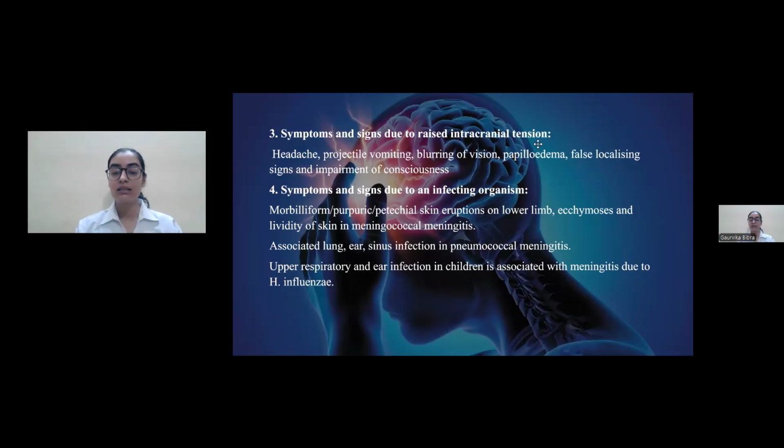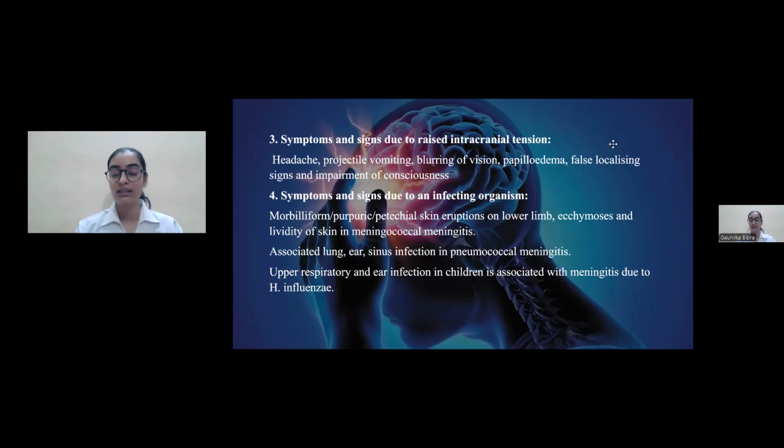So there could be signs and symptoms due to raised intracranial tension, for example, headache or projectile vomiting. There could be blurring of the vision, papilloedema, or any other false localizing signs and impairment of consciousness. Then there could be some signs and symptoms due to the infecting organism, which could include some petechial skin eruptions or purpuric skin spots on the lower limb.